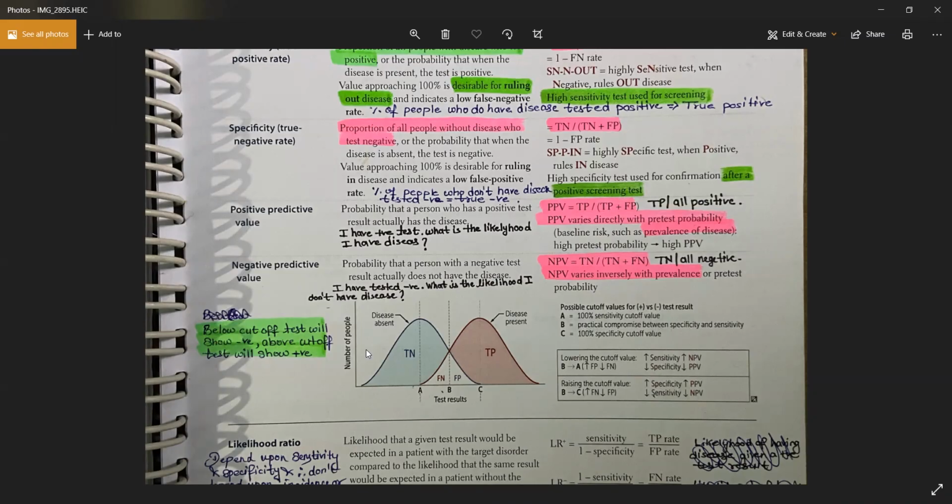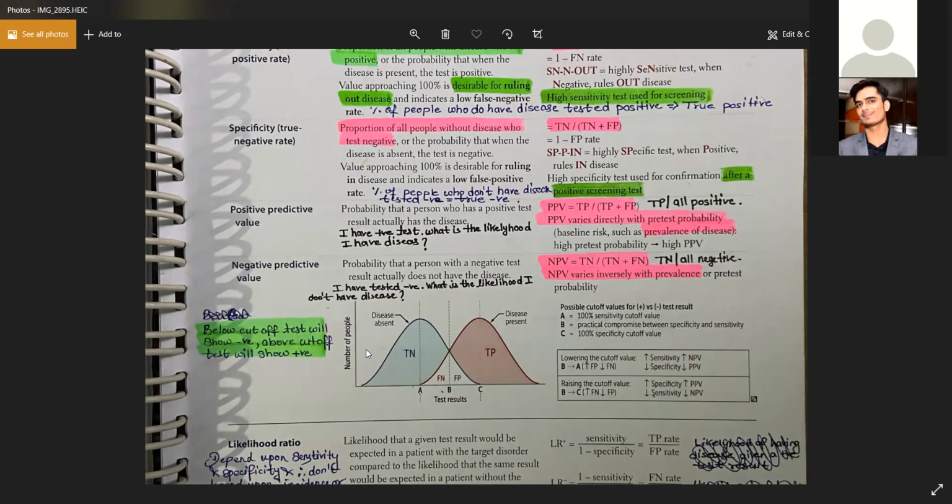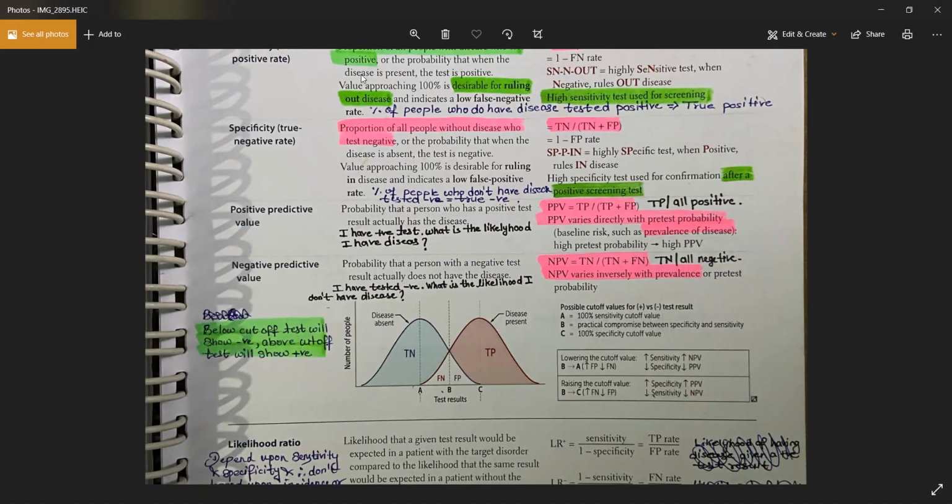Okay, now what's going to happen is that some individuals are having a myocardial infarction even at a 90 level of troponin. And some individuals are not having the myocardial infarction even at 110 or 120. So what's going to happen? Let me annotate it for you.